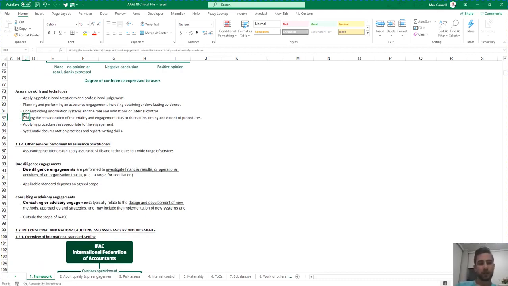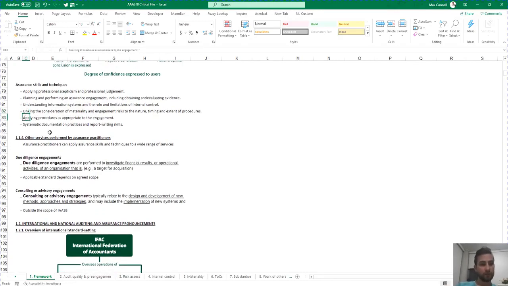So it's really understanding the company before you're going in. It's asking, okay, is this a high-risk company? And which areas are the highest risk? And then going in and actually testing those more than others. Applying procedures as appropriate to the engagement. So fairly similar to above, it's really tailoring your approach to the company because we have limited time and resources.